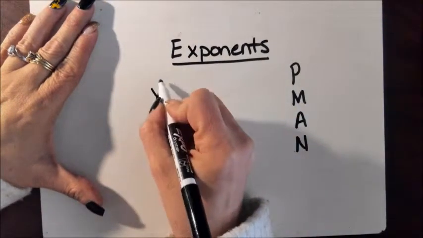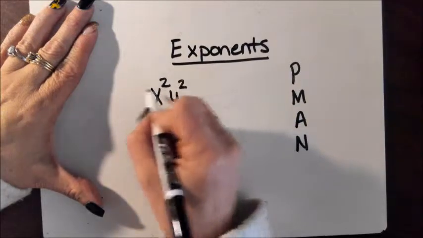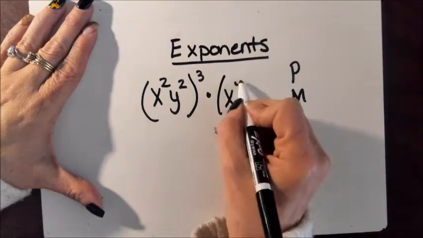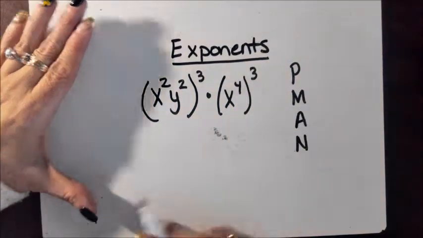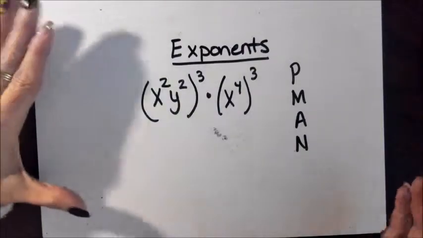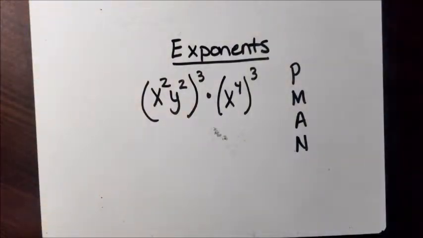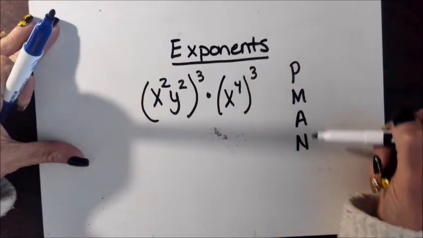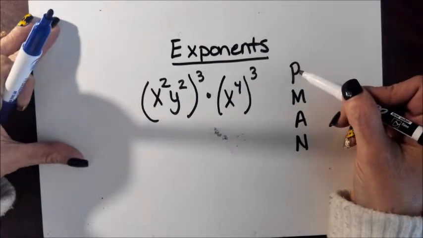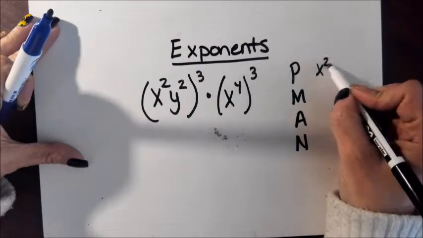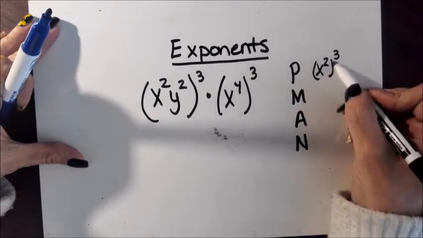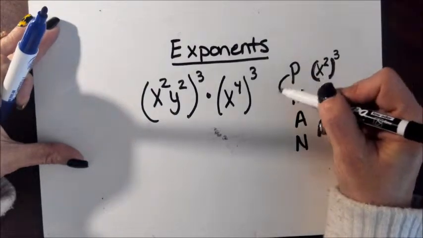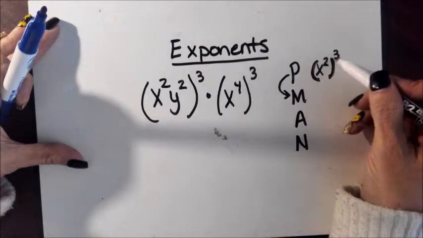So if I give you something like this, x squared y squared, cubed, times x to the fourth, cubed, you're like, okay, which way do I go on this? I can't ever remember what to do with everything. What P-man says, this stands for parentheses, multiply, add, and nothing. It says if we have parentheses, so if we have something like x squared and we cube it, a power to a power, P-man says you multiply the exponents.